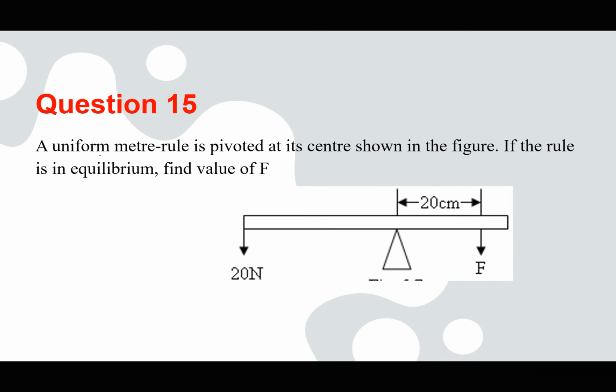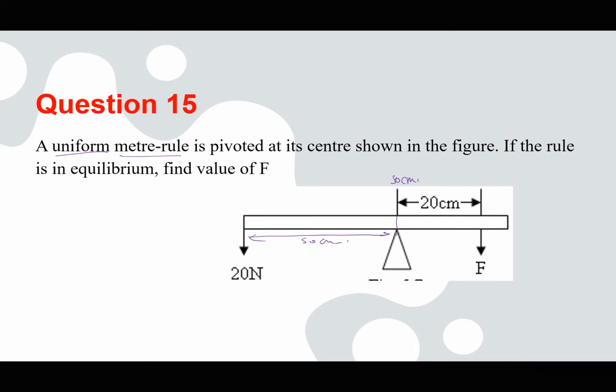A uniform meter rule, it is uniform and it is a meter. So it means the length is 100 centimeters. It is pivoted at its center as shown in the figure. So it is at the center. This is at the 50 centimeter mark. If the rule is in equilibrium, find the value of F. So since it is pivoted at the center, this distance is 50 centimeters.